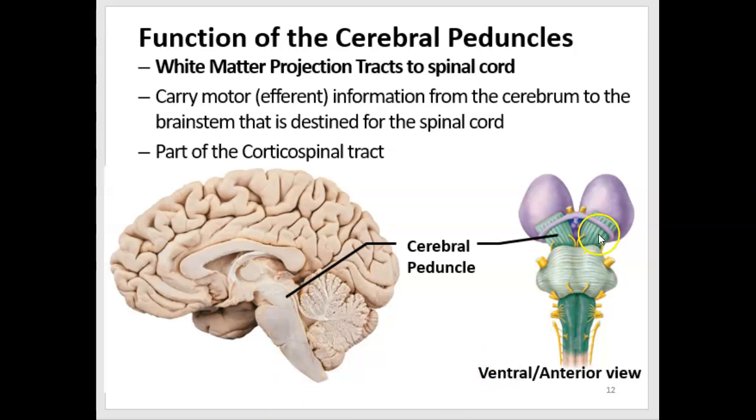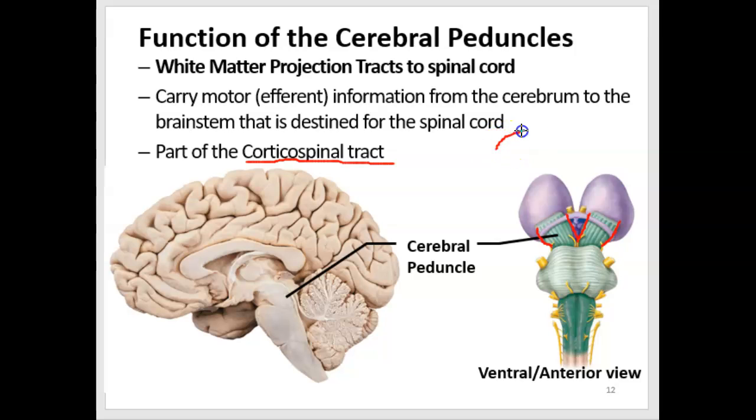On the picture on the right, you can see the cerebral peduncles in green, because this is a ventral view, and I've just outlined them here. The major function of the cerebral peduncles relates to the fact that they contain white matter projection tracts that carry information from the cerebrum to the spinal cord, so they are carrying motor information. For this reason, they're part of what is called the corticospinal tract. So the corticospinal tract means from the cortex to the spinal cord.